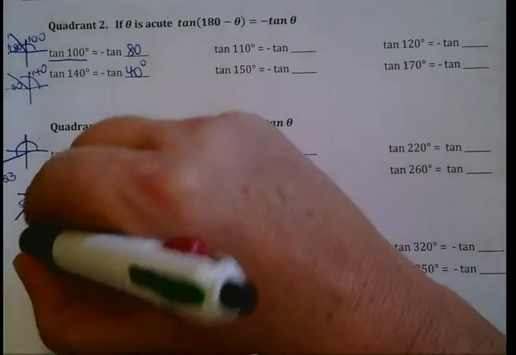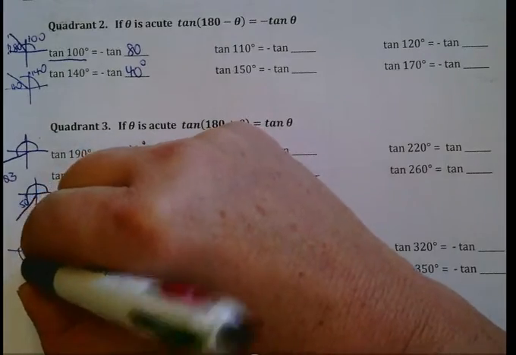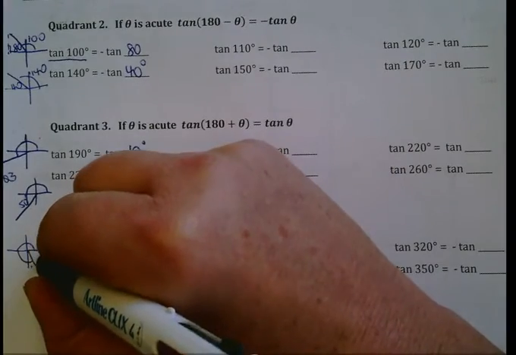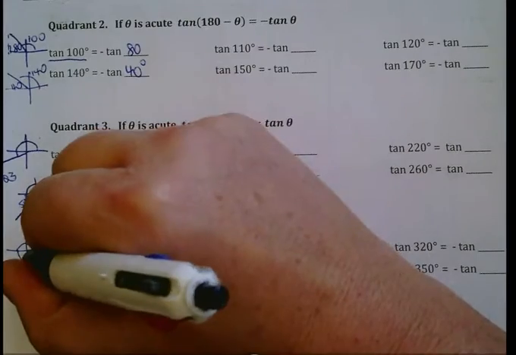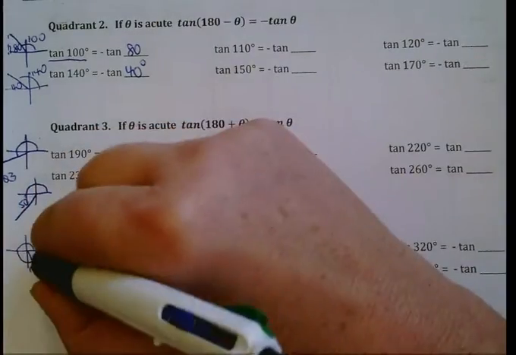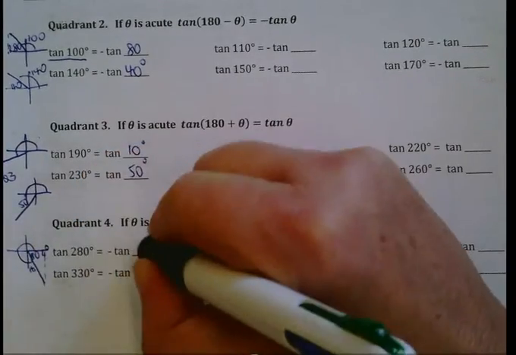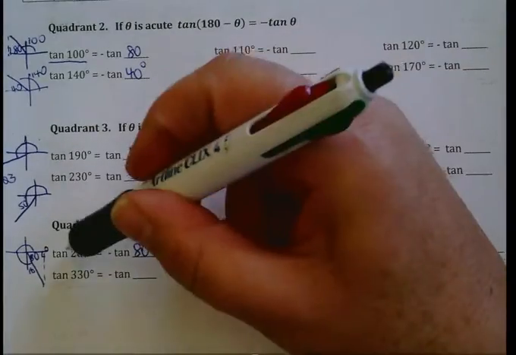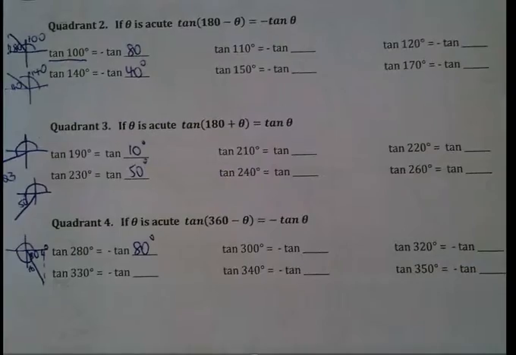And in quadrant 4, tan of 280: 90, 180, 270, plus how much more is 10. But I'm not interested in that little bit more there. I need the angle that touches the x-axis. If that's 10 there, what have I got there? 80. So we're sitting in quadrant 4, so tan is negative. The related acute angle is 80 degrees. So it's tan 80, but because in quadrant 4 tan is negative, it's negative tan 80.